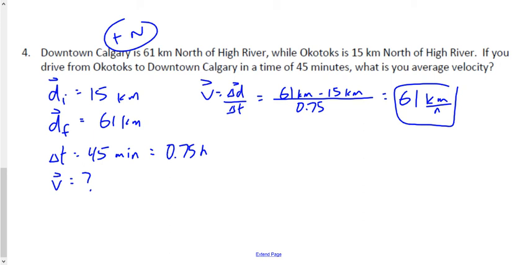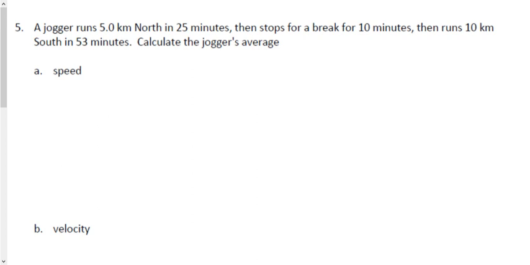If I had asked you for speed, what would the number have been? What would average speed be here? Quick, 3 seconds. 1, 2, 3. What's the answer? Same answer, right? 61 kilometers per hour. How do you know it's the same answer there, Grayson? Because it didn't change direction, right? Make sense? Okay. I'm going to give you a little bit of time here to work on questions 5 and 6.